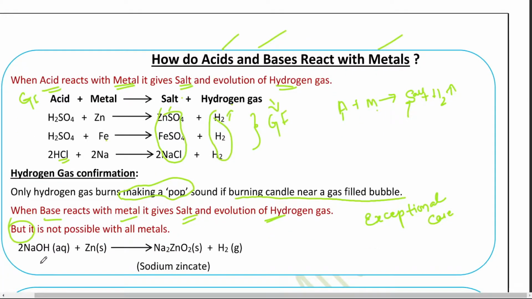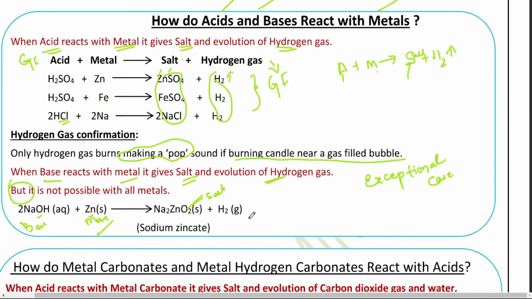Example: 2NaOH, our sodium hydroxide in aqueous form, if it comes in contact with zinc, this is our base, this is our metal. So base plus metal will give you sodium zincate, which is our salt again, plus hydrogen gas. So 2NaOH, in aqueous form, plus Zn, in solid form, will give you Na2ZnO2, that is sodium zincate, the salt, plus hydrogen gas evolved.